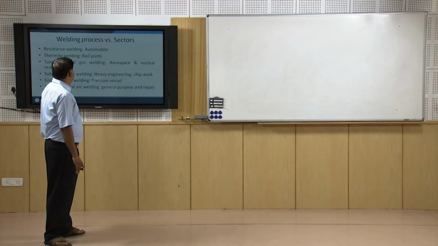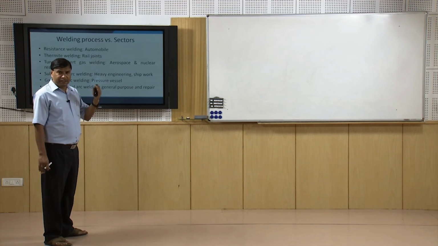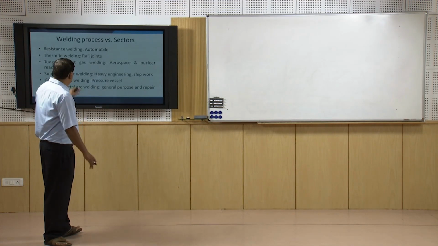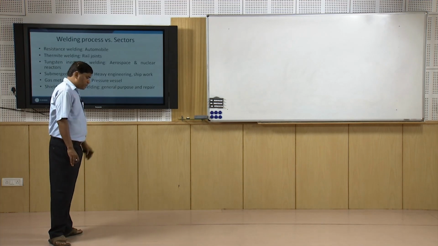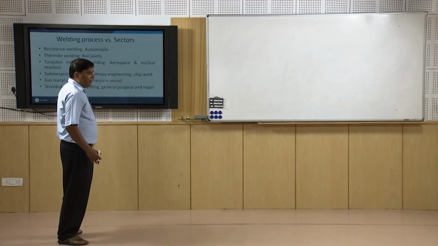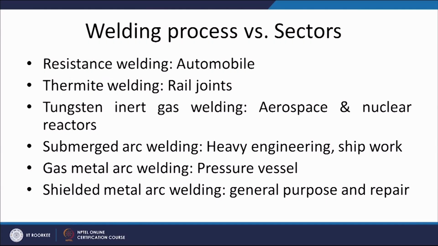Next is the welding processes and the different applications. There are four common welding processes which have been shown and their corresponding applications. For example, the first one, the resistance welding process, is most commonly used in the automobile. About 4 to 5,000 spot weld joints are made using the spot welding, and sometimes even the seam welding is also used in case of the automobiles.